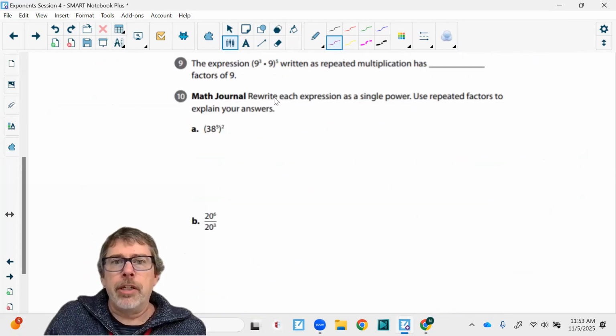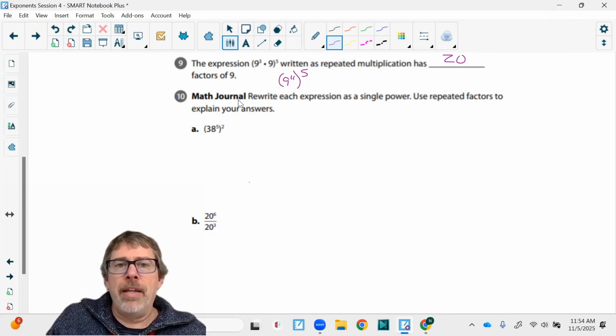Okay, number 9. The expression 9 cubed times 9 to the power of 5, written as a repeated multiplication, has blank factors of 9. Okay, well, 9 cubed times 9 to the 1 is 9 to the 4th, all to the 5th, and we multiply, so it has 20 factors of 9. Okay, just asking what the exponent was.